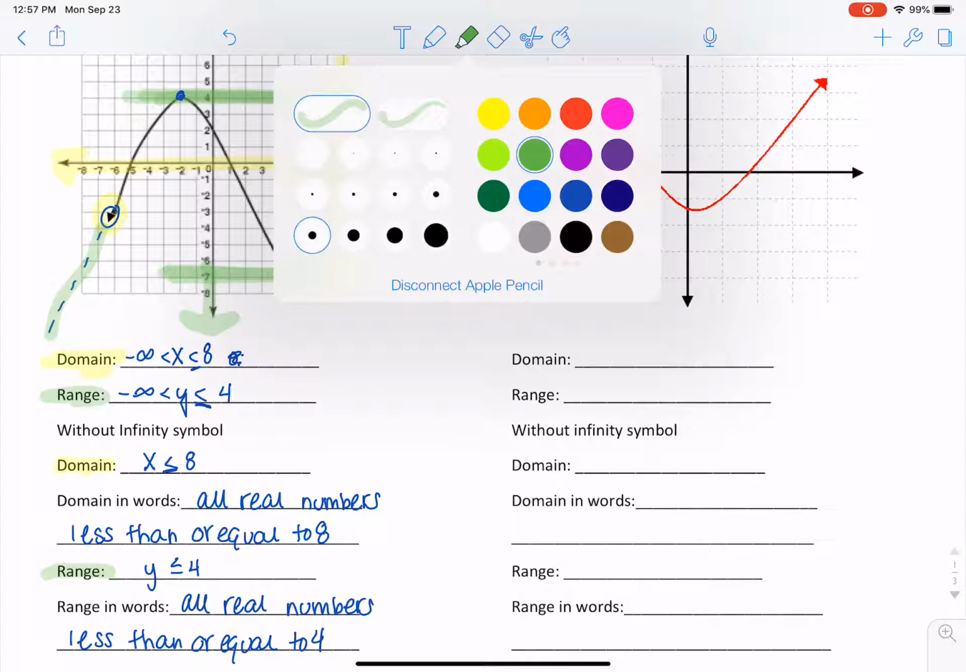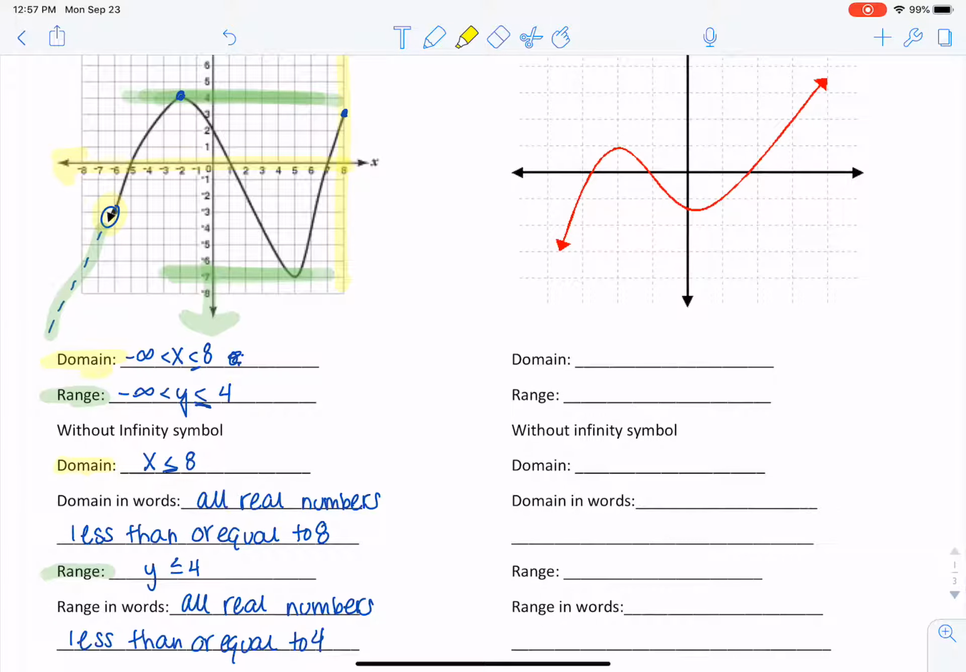Okay, the next one, my domain. So if I take my x color highlighter, my domain goes to the left. It looks like it stops here, but because this is an arrow, it's going to go left forever. And it looks like it stops here on the right, but because it's an arrow, it's going to go right forever. So I say that my domain is all of the x values in between negative infinity and positive infinity. Without the infinity symbol, I can use this kind of funny little symbol here that says a double bar R. And that just means that I have all real numbers with no stipulations.